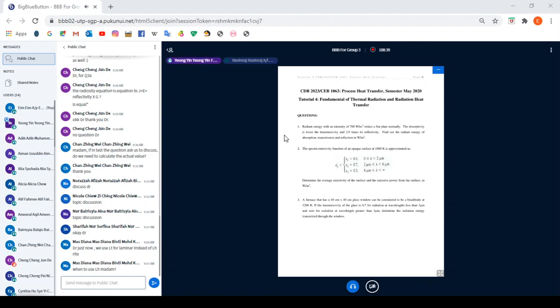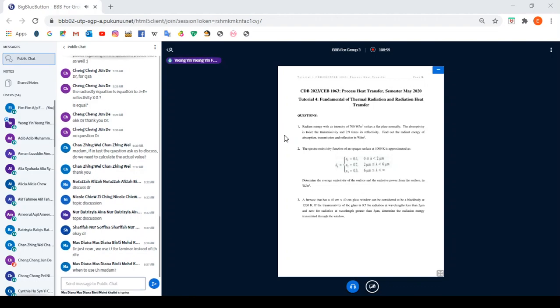Okay. Diana, when to use LH? For the laminar case, with Ts constant and Qs constant, we are usually not using LH. We are not using LH for the laminar case.